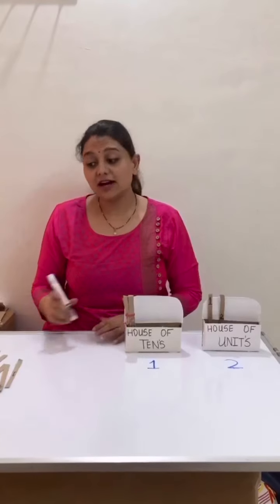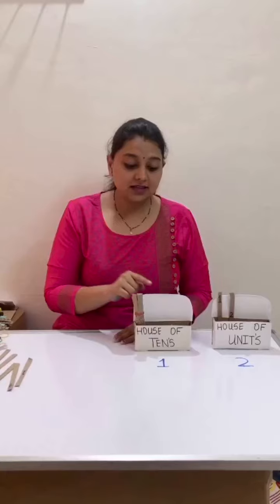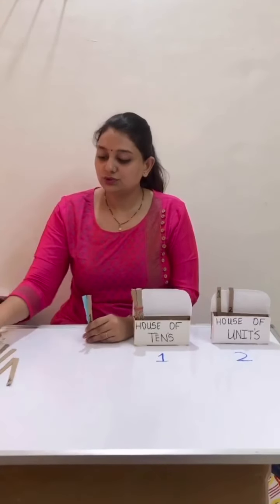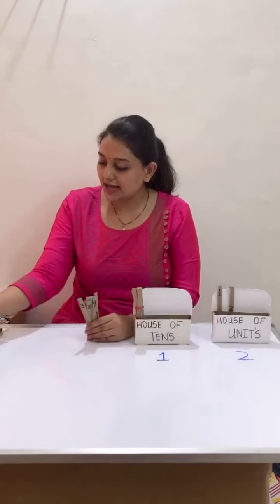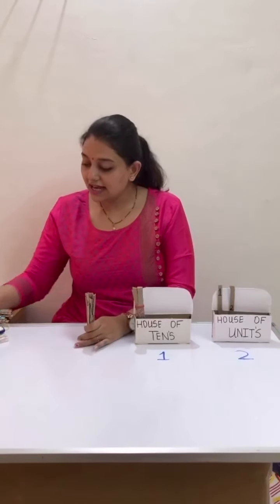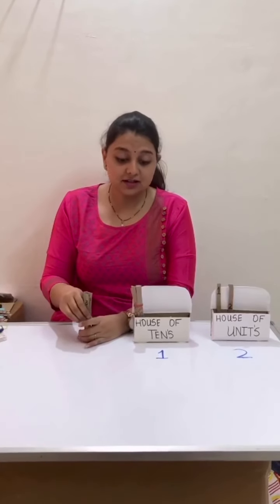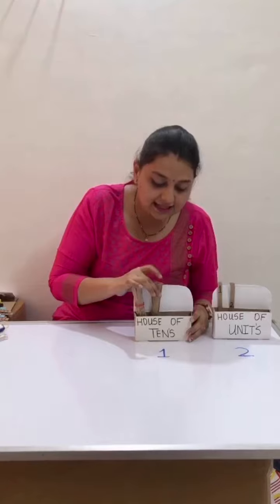Now students, if I want to make number 22, how will I make number 22? I need to change this number. Think and tell me, how can I make number 1 into number 2? By adding one more group of 10. So let's make a group of 10 again. 1, 2, 3, 4, 5, 6, 7, 8, 9 and 10. So now I have made a group of 10 and as you know, only the group of 10 numbers can stay in the house of tens. So here they all go and stay in the house of tens.